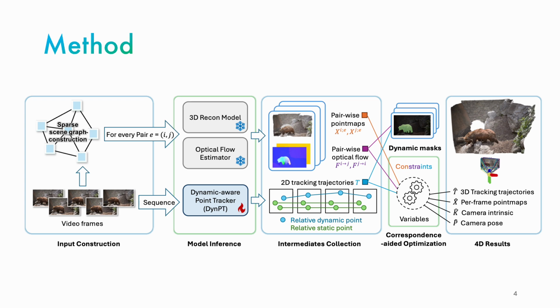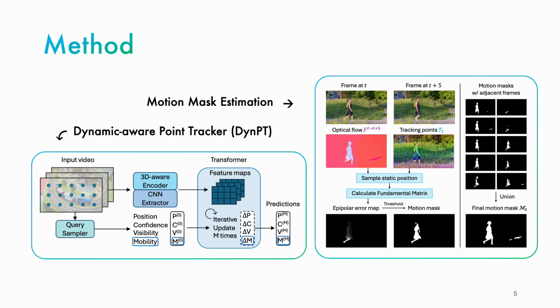The correspondences from optical flow and DIN-PT are then used to estimate motion masks, which isolate dynamic scene elements. Finally, all intermediate outputs, point maps, flow, tracks, and masks are fed into a unified, correspondence-aided optimization process. This process jointly optimizes all variables to yield the final 4D representation, including per-frame point maps, camera intrinsics and poses, and 3D point trajectories. Let us now examine two core components of our method in greater detail.